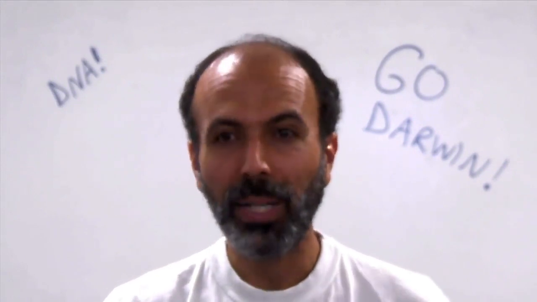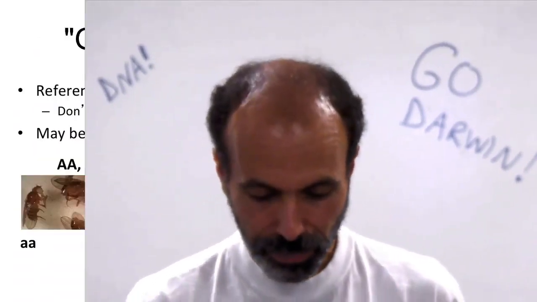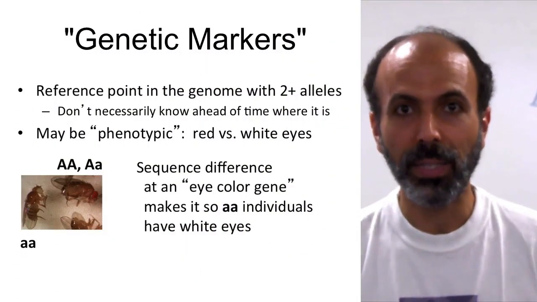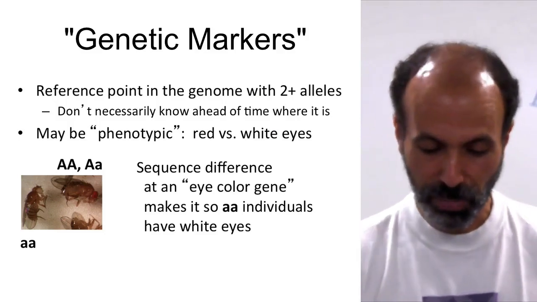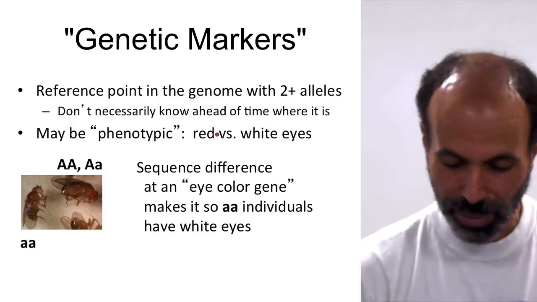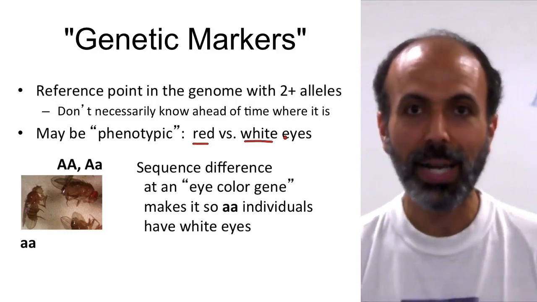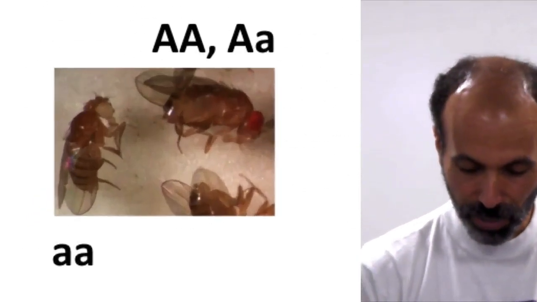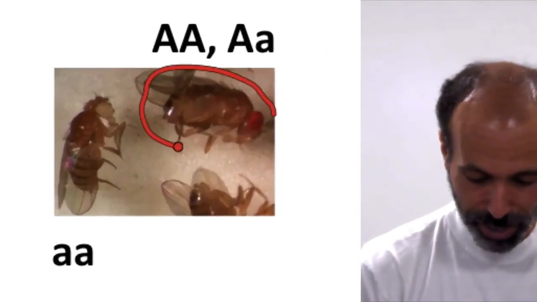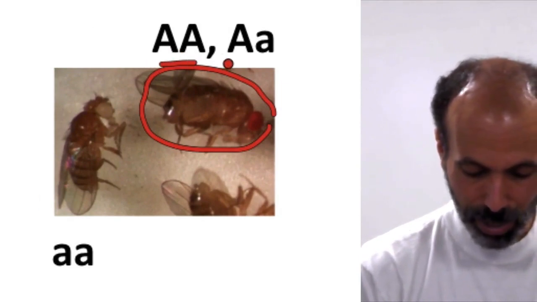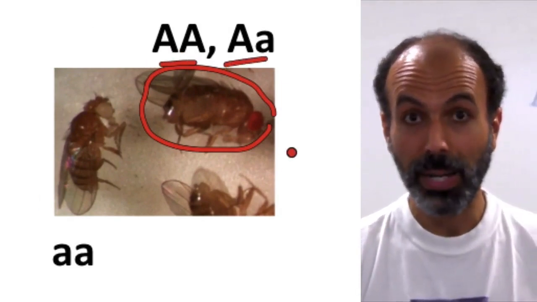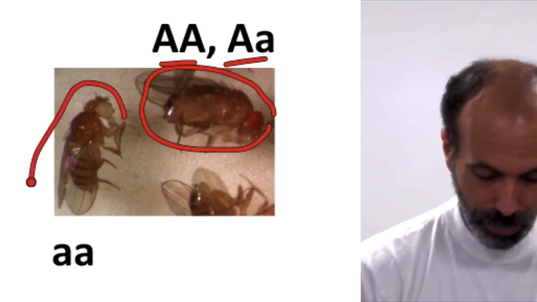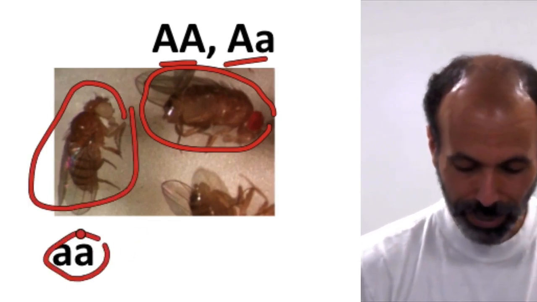Now, genetic markers can be molecular, but they don't have to be. They can also be phenotypic. They can also affect the appearance of an organism. So we talked already about these cases of having red versus white eyes, these Drosophila mutations. Now, you can say, for example, this red-eyed individual may be big A, big A, or big A, little a, because we know that the red-eyed one is dominant. This white-eyed female may be little a, little a.